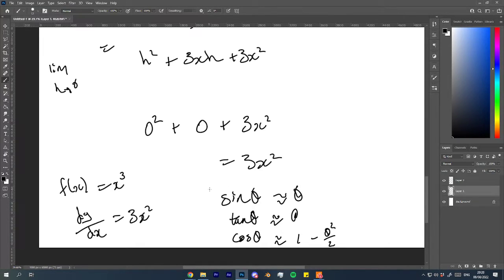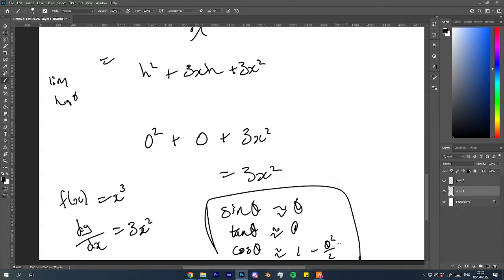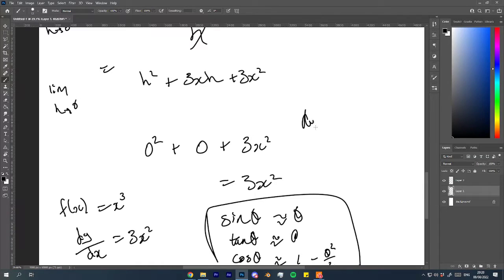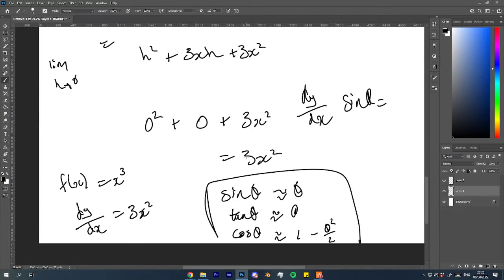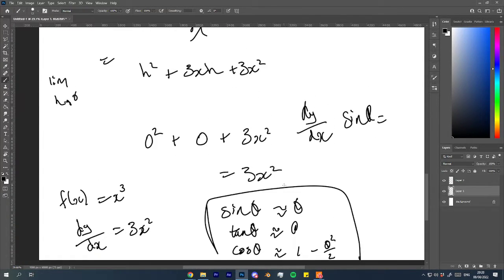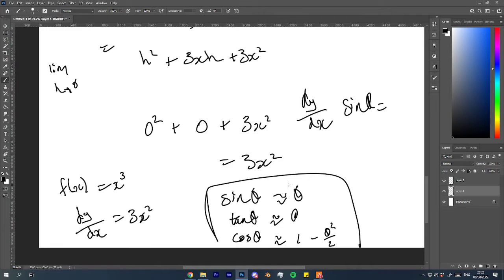However, this is not necessary for your first year. This is used to prove what the differentiation of, for example, sine theta is. We use this to work out the differentiation for that, so don't worry about that too much right now. I'm not going to go through that. Okay, and this will be our answer here.